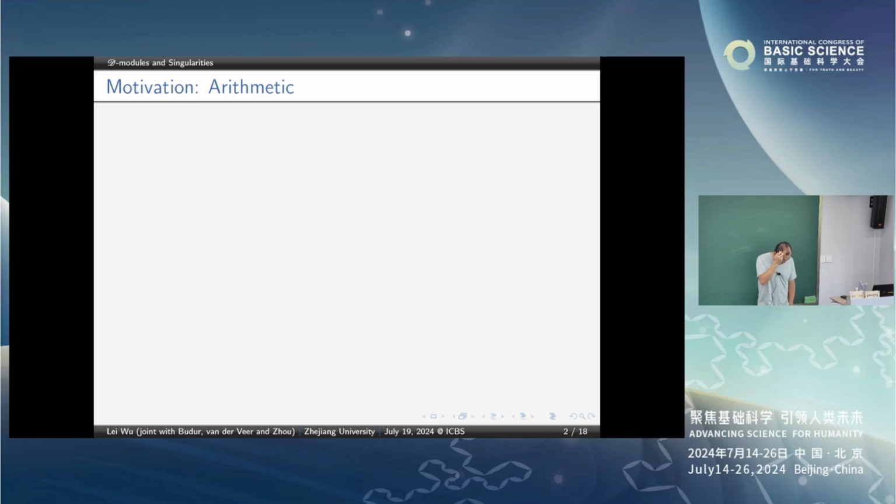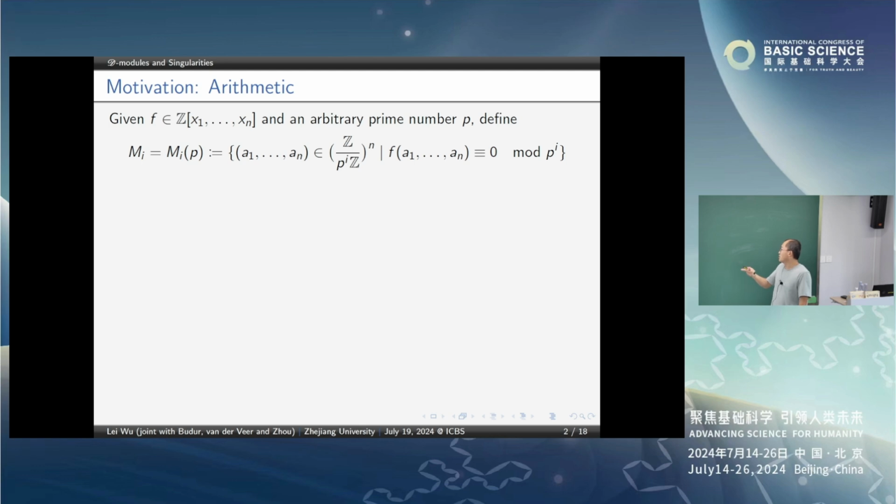So the first motivation is from an arithmetic perspective. Suppose we are given a polynomial f with integral coefficients, and we fix an arbitrary prime number p, and then we want to understand the singularities of f. Because if we only solve f equal to 0, then we probably get infinitely many solutions. So we want to reduce modulo a prime number and try to solve the equation.